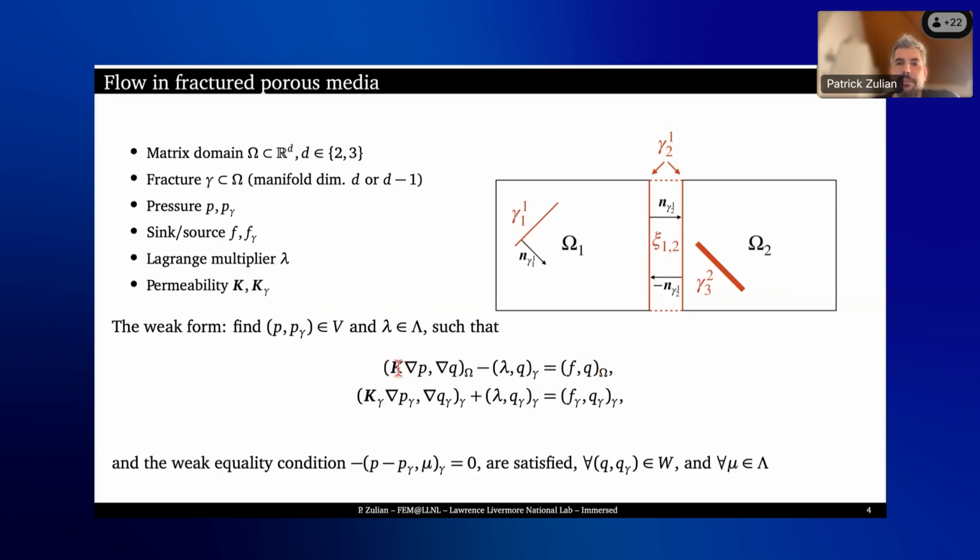So you have a variational formulation of the equation inside the background mesh, and you have the same in the fracture, and then you have some coupling terms which are enforced through a Lagrange multiplier, and we enforce these so-called weak equality conditions. These bracket operators are L2 scalar products, and we want the pressure to be the same in the intersection between the fracture and the background matrix in a weak sense. So the weak equality condition has to be satisfied for all Lagrange multipliers.